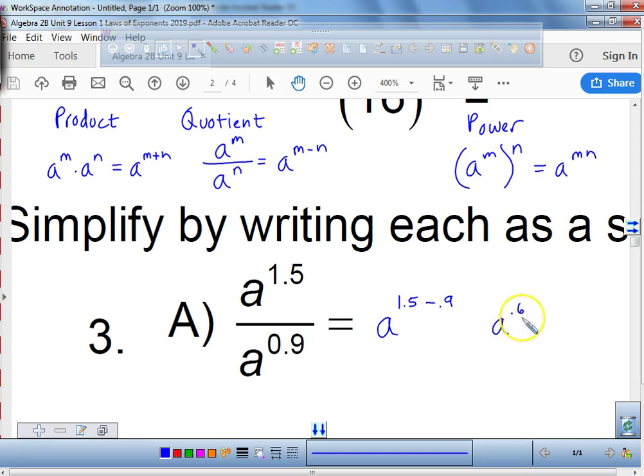Now, if you wanted to put that in the form of a fraction, not a decimal, what is 6/10 reduced to? Yeah, 3/5. So I want you to understand the answer is a to the power of 0.6, but you could also write it in the form of a fraction. Both of these are the exact same answer. One's in decimal form, one's in fraction form. These are the same thing.